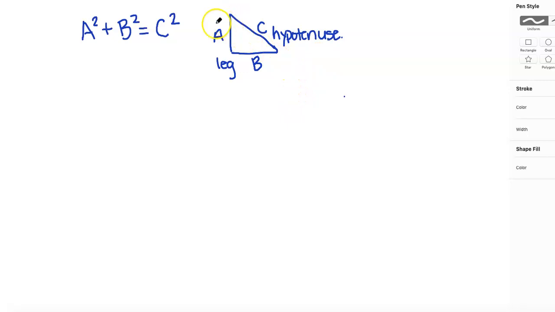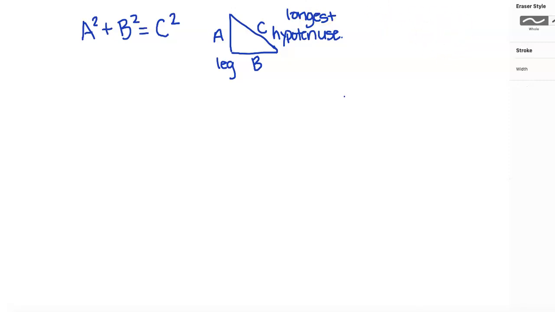All right. A and B are interchangeable. It does not matter which side A is or B is. But A and B are always the shortest two sides. C is always the longest side. So if I'm given the numbers 4, 6, and 8, I know that 8 is going to be my hypotenuse because it is the biggest number. Okay?